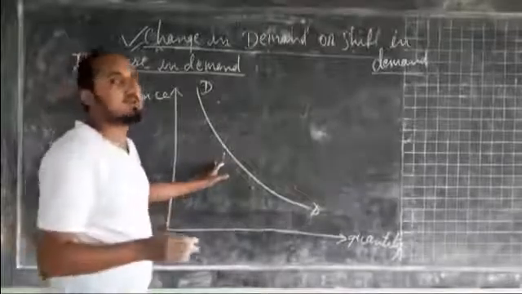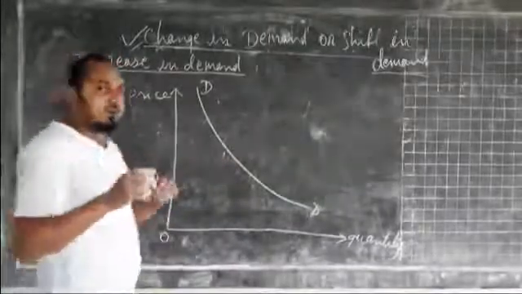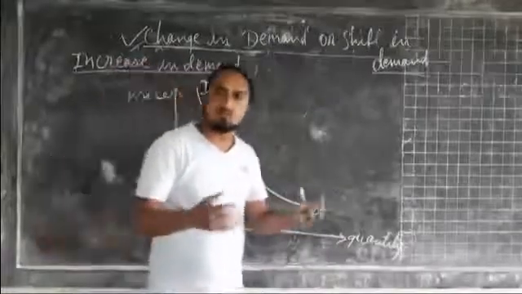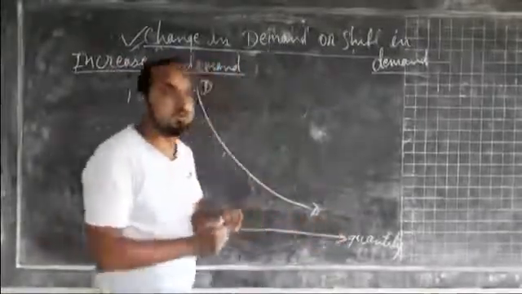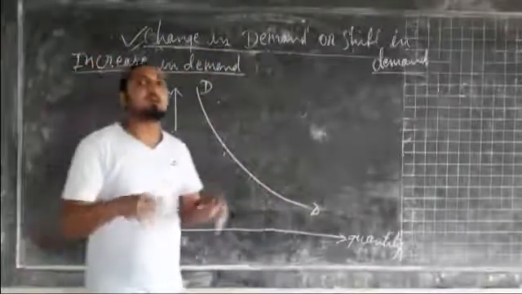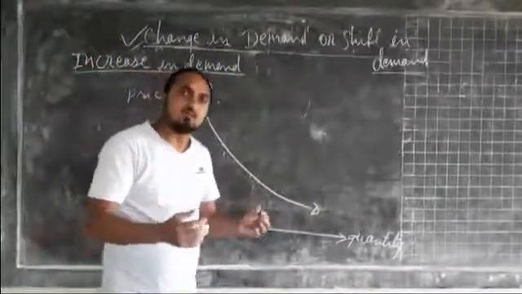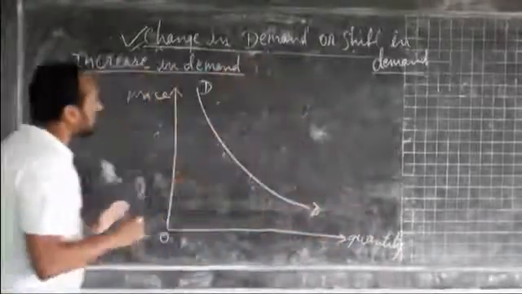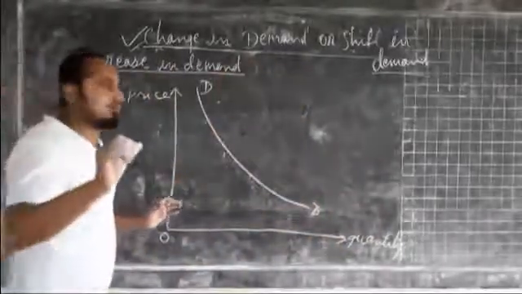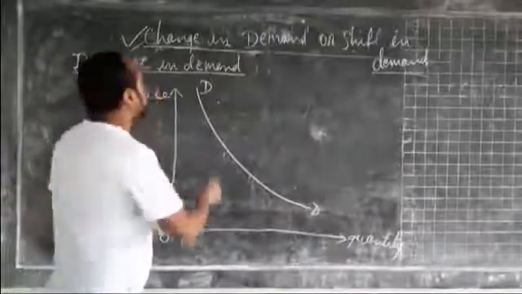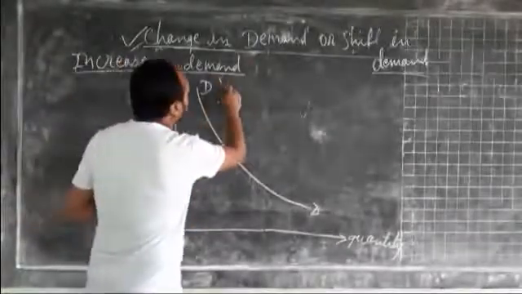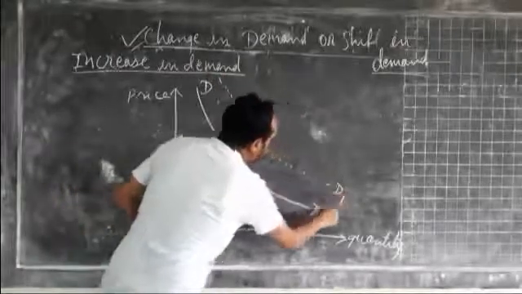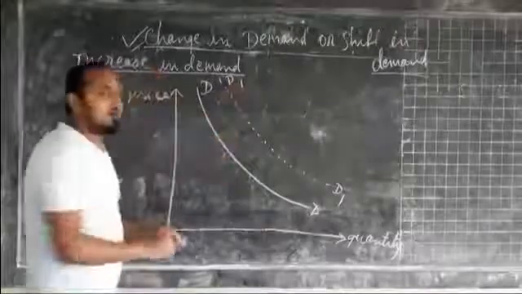Now if income of the consumer increases, or if the taste and preference for any commodity increases, then obviously the demand will increase. Similarly, if the government provides more credit facility, then due to that also the quantity demand may increase. So if due to any factor quantity demand is increasing, then the demand curve will shift rightward. So this dotted line represents the shift in demand curve from D to D1.